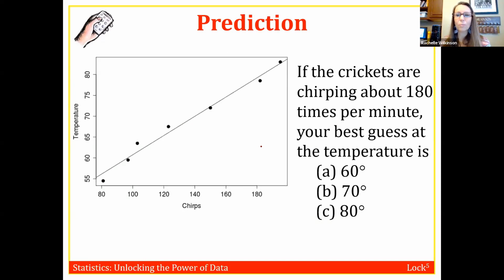If the crickets are chirping at about 180 times per minute, what do you think your best guess for the temperature would be? Okay, see 80. So yep, if we come straight up from 180 and over, then we're going to get pretty close to 80, maybe around 79 degrees with the crickets chirping. It's like a tongue twister.